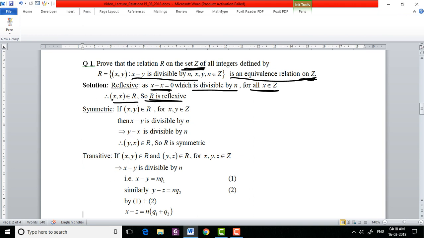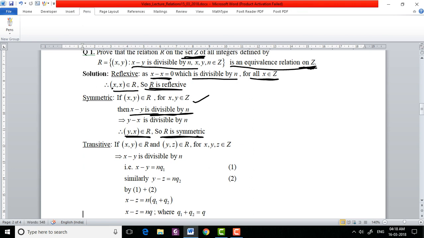Let us move on to the next one, symmetric. For symmetric, if (x, y) belongs to R for x and y belonging to the set of integers, then according to the definition x minus y is divisible by n. Now if x minus y is divisible by n, then y minus x is also divisible by n. Therefore (y, x) belongs to R, and so R is symmetric in nature.